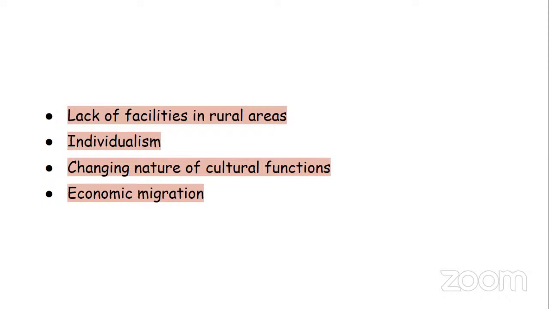Then another reason is individualism. People started putting themselves before everything else. People started to give importance to their privacy, their personal matters. So this also reflected in changing structures of family systems. Then changing nature of cultural functions and economic migration. So all these are the major reasons for the changes that happened in the joint family structure in India. Okay.